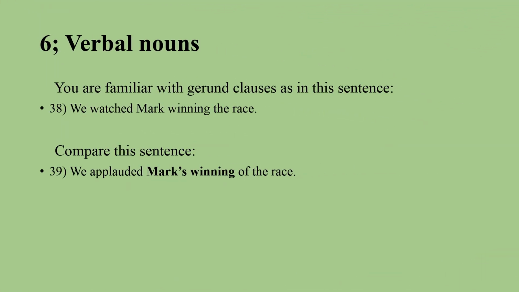The sixth point of this lecture is about verbal nouns. You are familiar with gerund clauses as in this sentence: we watched Mark winning the race. Here, winning is a gerund. If we compare sentence 38 with sentence 39, we applauded Mark's winning of the race, the second sentence contains a verbal noun formed like the gerund by adding ing. The difference between gerund and verbal noun is in the kind of construction they appear in. The subject of the verbal noun is typically possessive, and the object of the verbal noun is preceded by of.